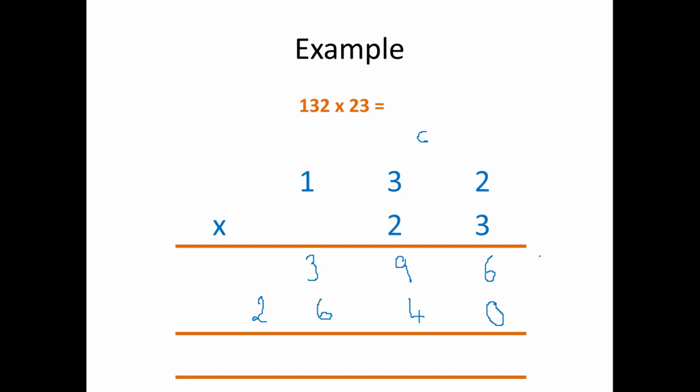So starting from the units, 6 plus 0 is 6, 9 plus 4 is 13, put down the 3, carry the 1, 6 plus 3 is 9, plus the 1 I carry is 10, put down the 0, carry the 1, then 2 plus 1 is 3. And there's my answer, 3036.